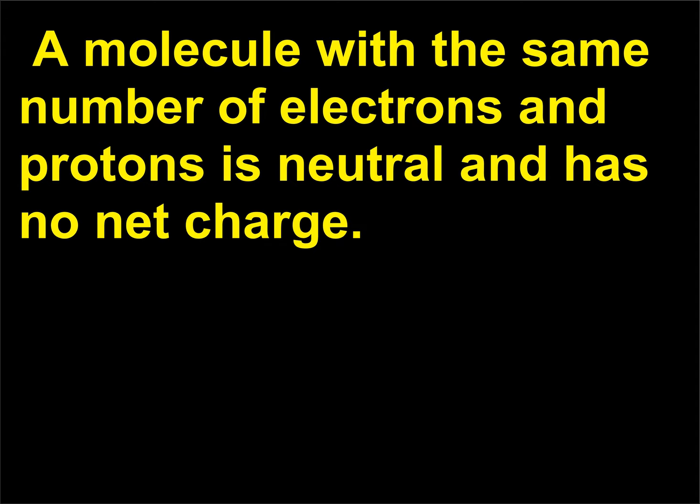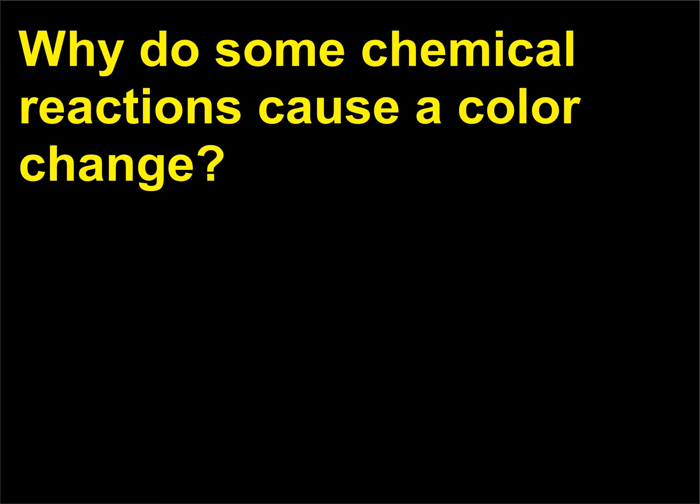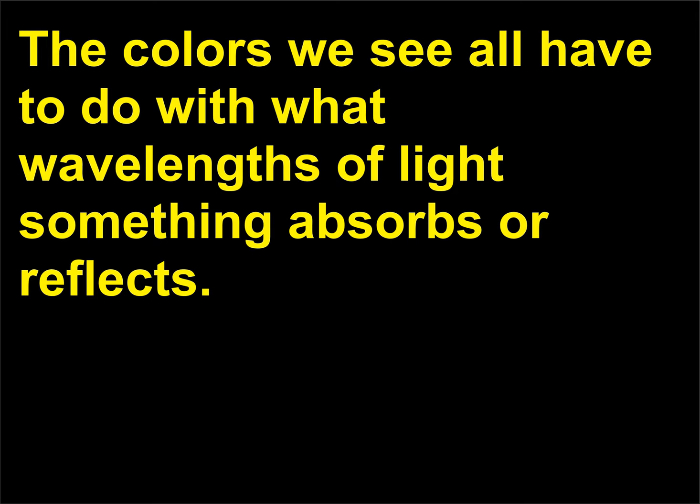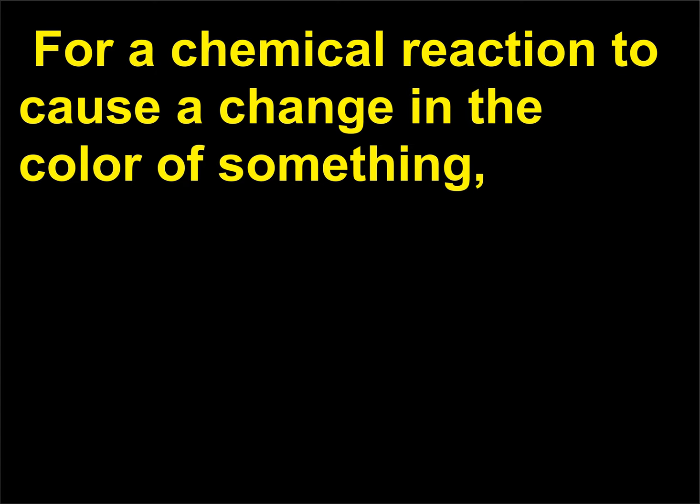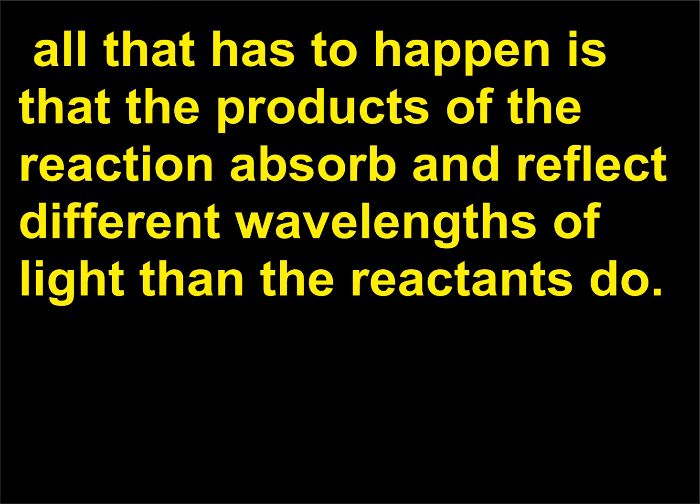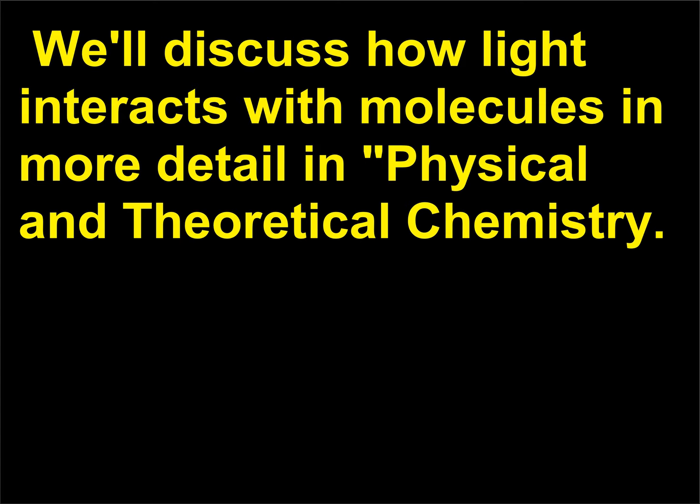Why do some chemical reactions cause a color change? The colors we see all have to do with what wavelengths of light something absorbs or reflects. For a chemical reaction to cause a change in the color of something, all that has to happen is that the products of the reaction absorb and reflect different wavelengths of light than the reactants do. We'll discuss how light interacts with molecules in more detail in physical and theoretical chemistry.